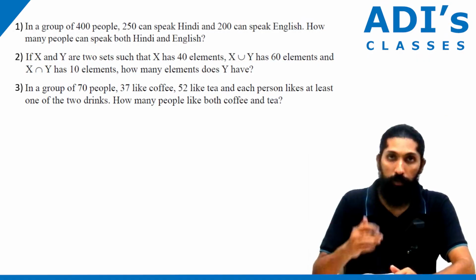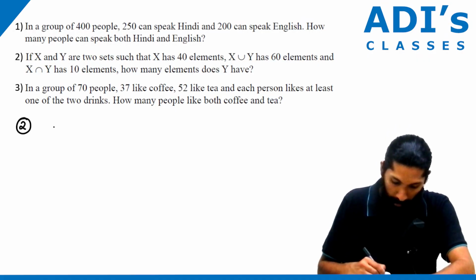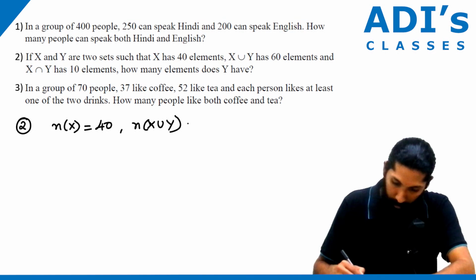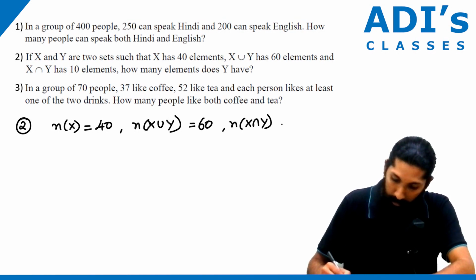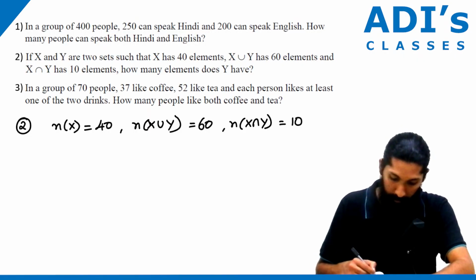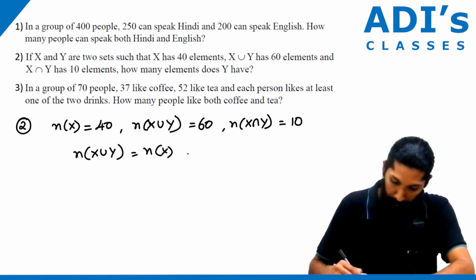All right, now let's do the second one. See, second one, we have n of x is equal to 40, then n of x union y is equal to 60, and then n of x intersection y is equal to 10. What we need is n of y. Again, what we can do, use the formula. N of x union y is n of x plus n of y minus n of x intersection y.